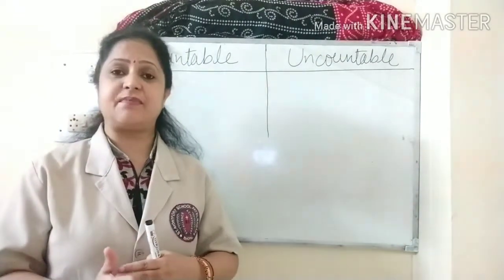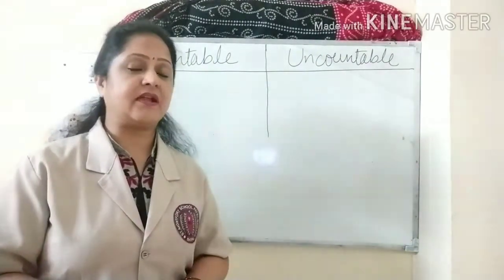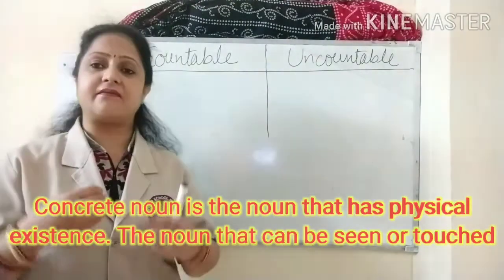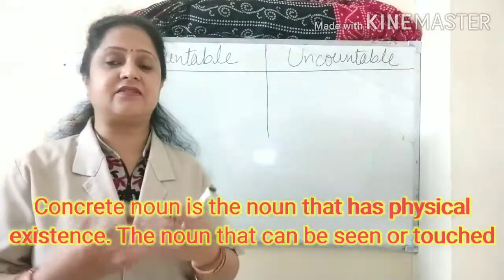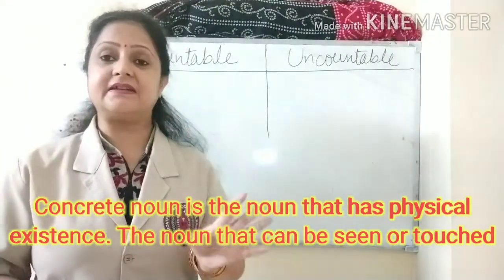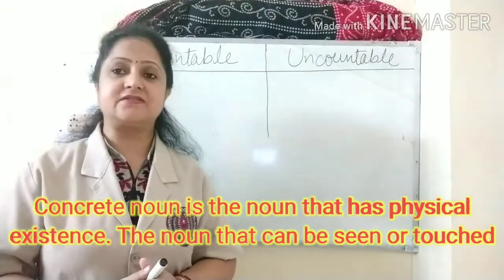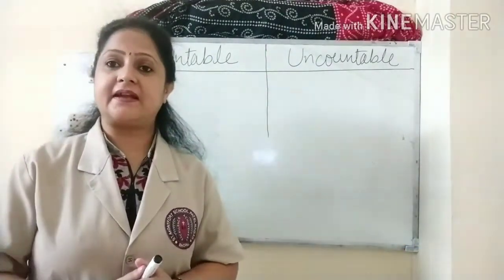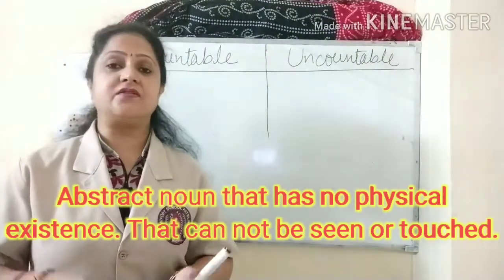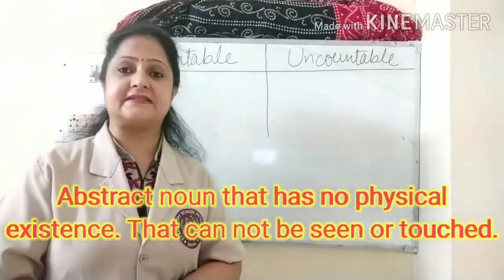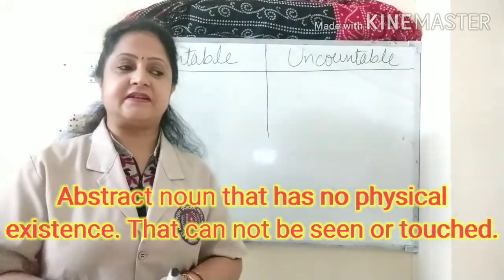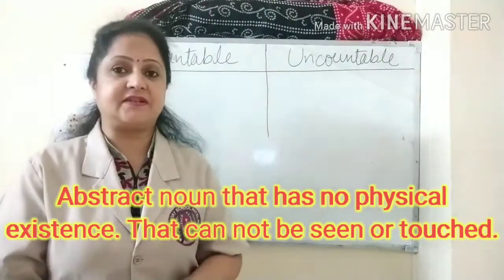After that I explained concrete nouns and abstract nouns. Concrete nouns are the nouns having physical existence, that we can see and touch. All these are known as concrete nouns. Abstract nouns do not have any physical existence, and we cannot see or touch them. We can only feel abstract nouns.